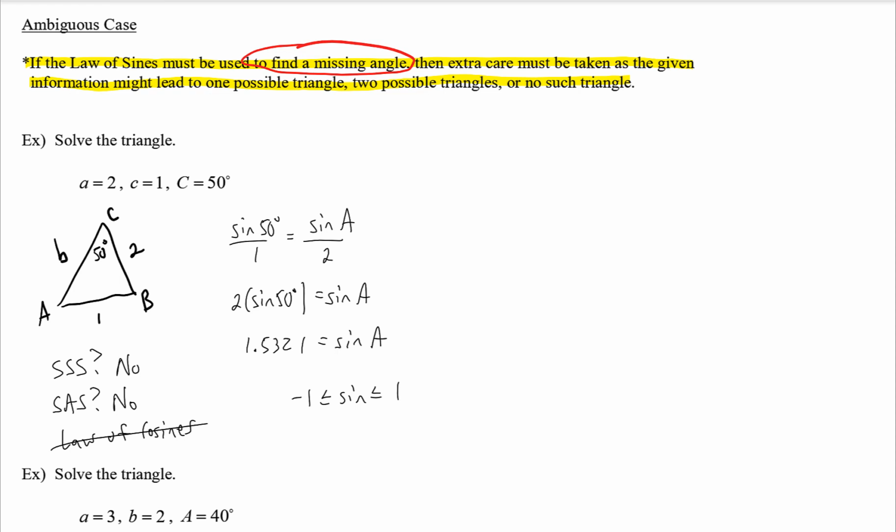And it's because I can't. I can't. There is no such angle. There's no such angle A. Well, if there is no such angle, then that means this triangle is impossible. So therefore, there is no such triangle with those measurements.